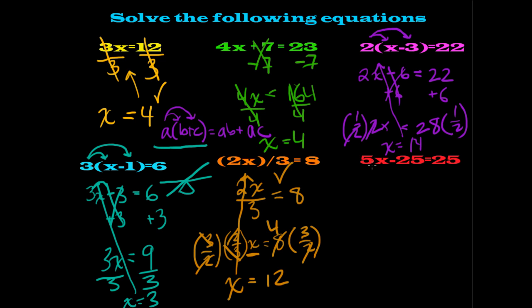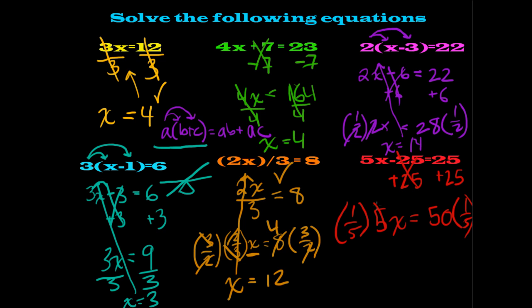Last one. 5x minus 25 equals 25. First step, add 25 to each side. This cancels. 25 plus 25 is 50. So we have 5x equals 50. You can multiply each side by 1/5. This isolates the variable. We have x equals 50 divided by 5, which is 10.